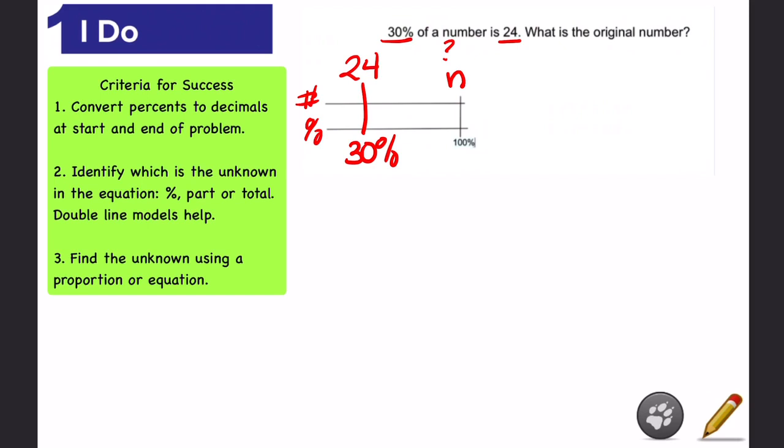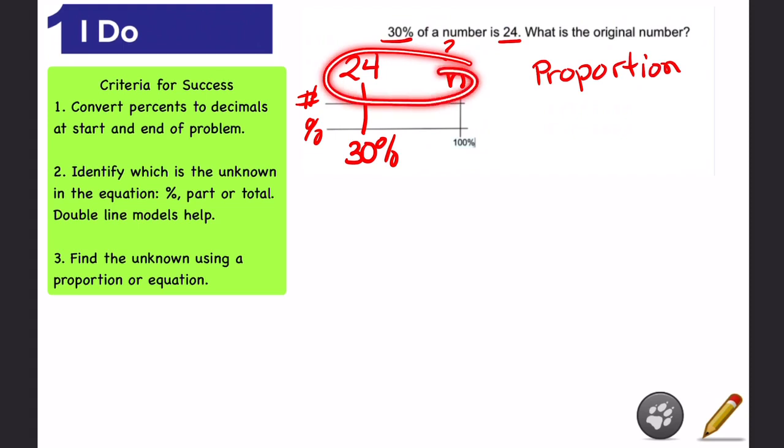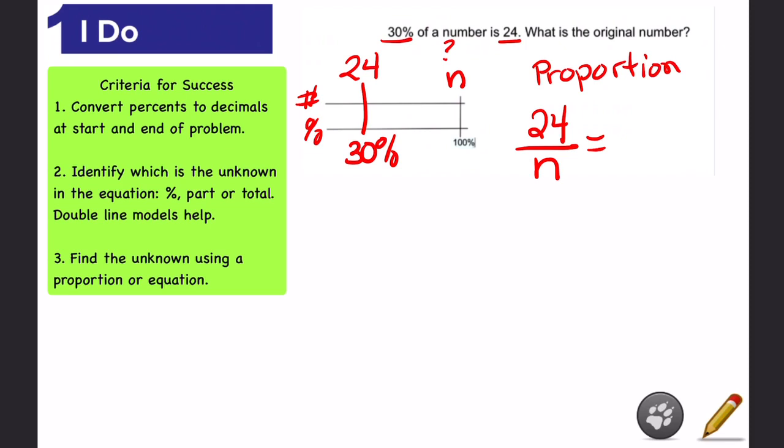There are 2 ways I can figure this out. One method is going to be a proportion, and the other one is going to be with an equation. I'm going to start with the proportion first because that seems to be the one that connects mostly to my visual. On the one proportion, I'm going to set this proportion equal to this proportion. So 24 over some number n is equal to 30 out of 100.